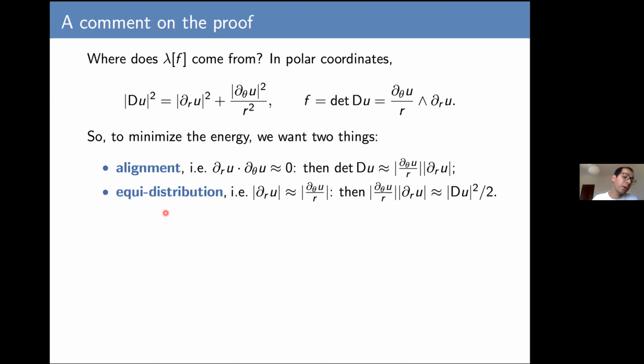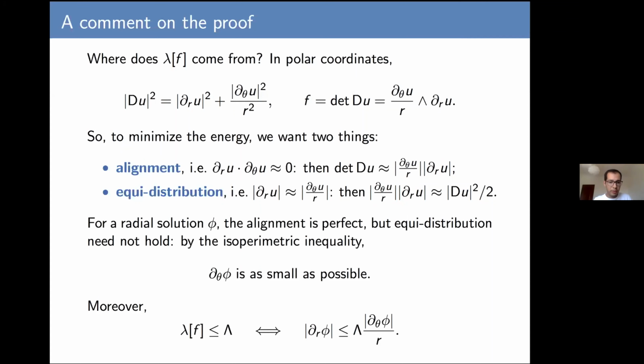And then you want to have equidistribution of energy. What I mean by this is that the energy that you put in the radial derivative is approximately the same as what you put in the angular derivative. Because if you have that, then again you have equality in this very trivial case of AM-GM, which is that ab is less or equal than a squared plus b squared over 2. If you do that, then this product is approximately half of this guy. So this is what energy minimization forces your maps to do. And now let's look at the symmetric solutions. For a symmetric solution phi, you actually have perfect alignment. So this is an equality, it's not an approximate sign. However, there is no reason for equidistribution to hold. And in fact, it doesn't.